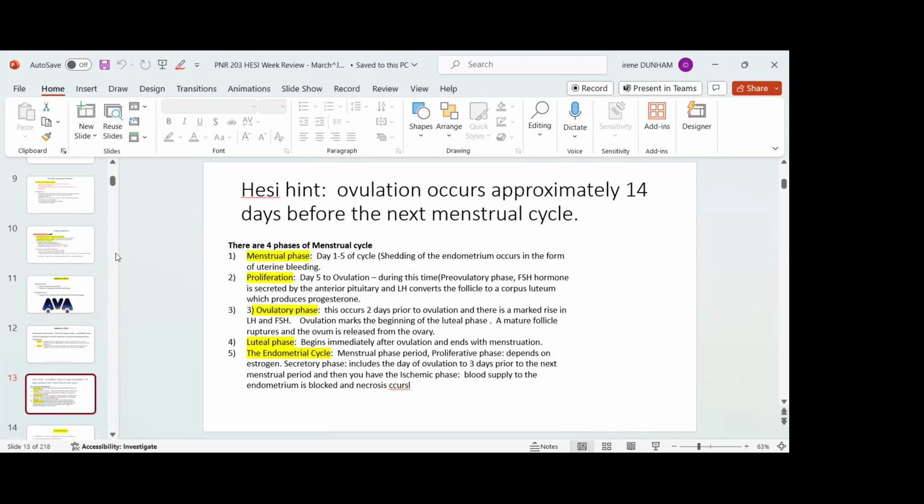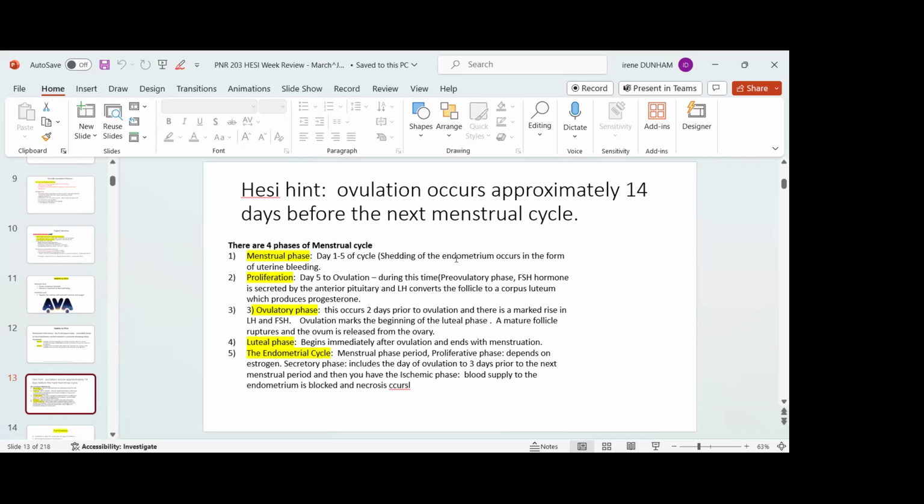Okay, and then you would know about 14 days before the next menstrual cycle. So 14 days, day 14. And I just put in here for you to review just the menstrual phase. Again, day 1 through day 5 of the cycle, shedding the endometrium. Remember, we're shedding that beautiful lining. Well, if there's no pregnancy, then that lining sheds off as the period, okay?